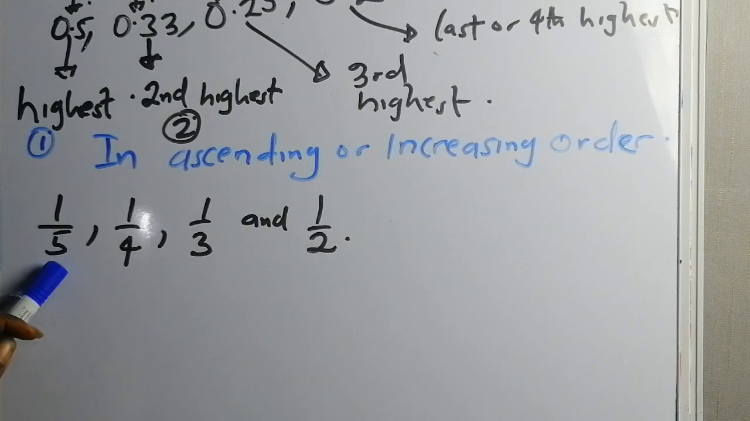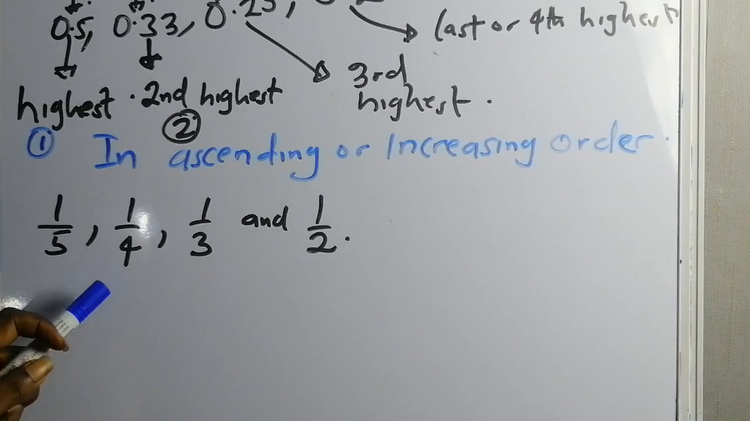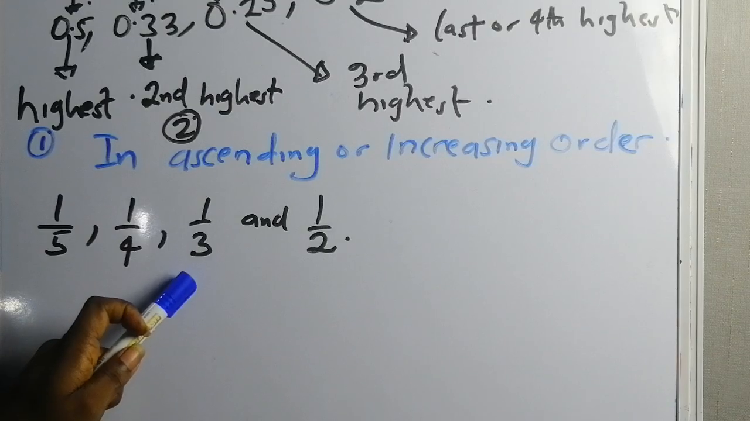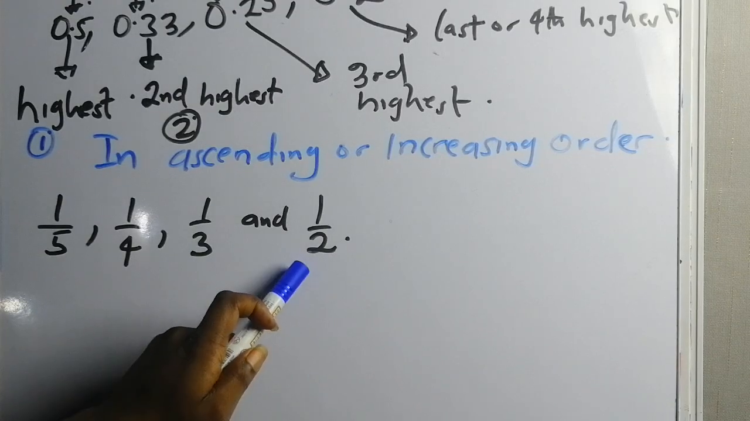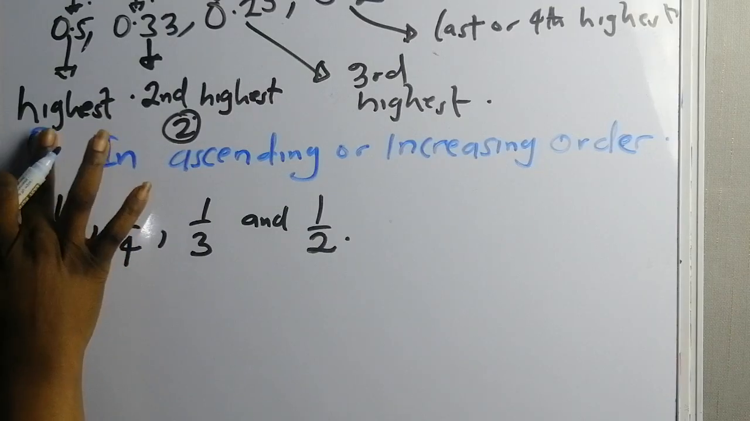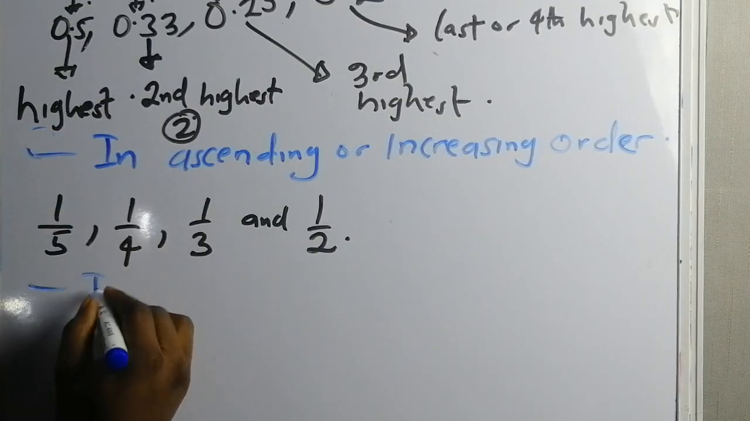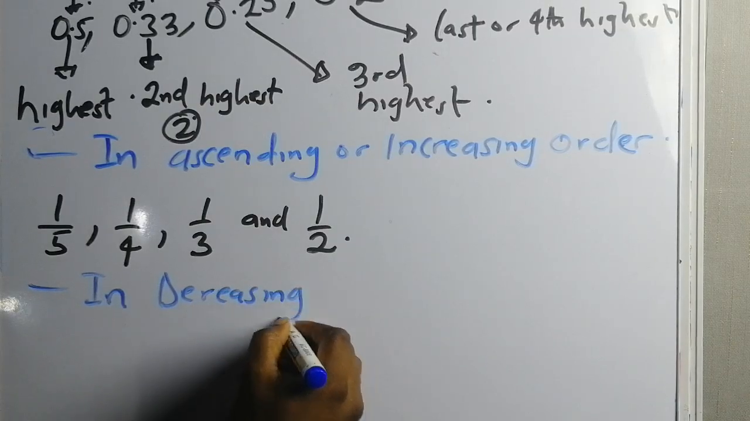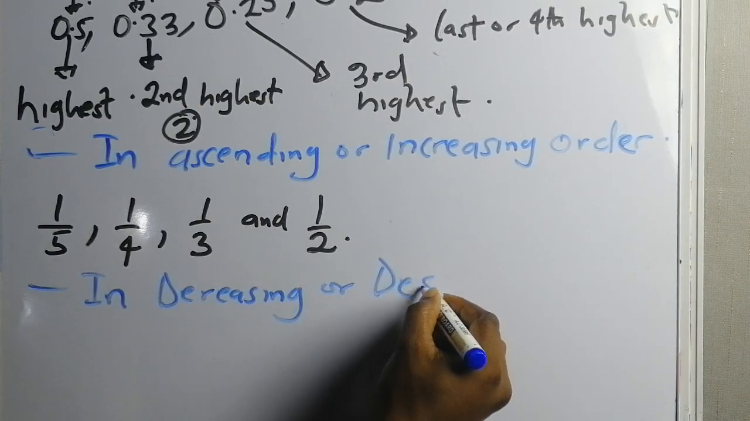So this is the lowest, this is the next, which is the third highest, this is the fourth, this is the second highest, and this is the what? The highest. Okay, so that's the increasing order. When they now say in decreasing order, then you can follow this. You now say, okay, therefore in decreasing or descending, the same thing.